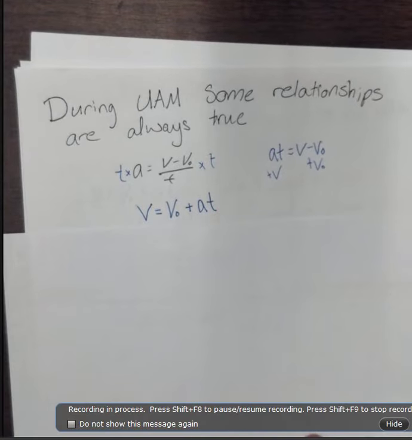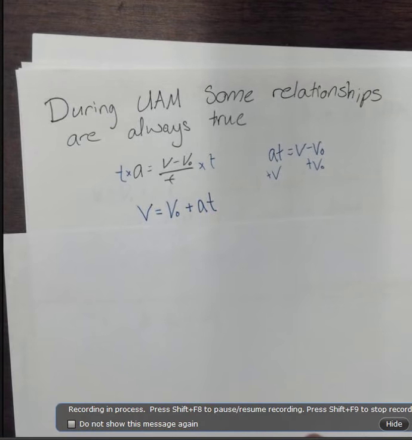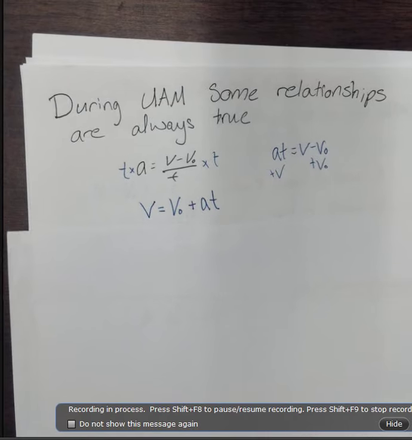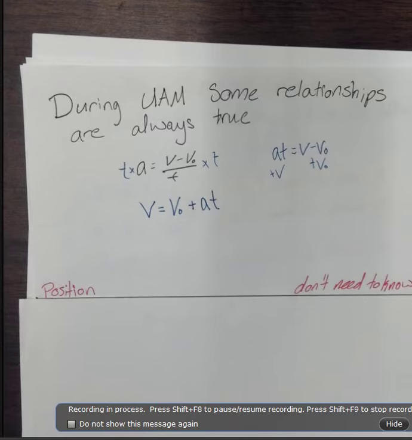So this is known as a kinematic equation. It's useful for any situation that you could analyze under uniform accelerated motion. And you notice that this equation has initial velocity, final velocity, acceleration, and time. You don't need to know the position.